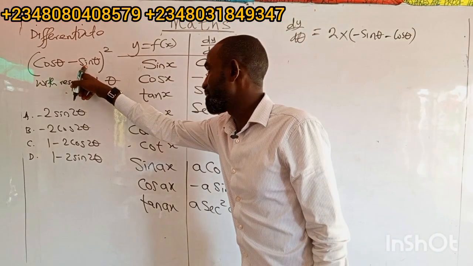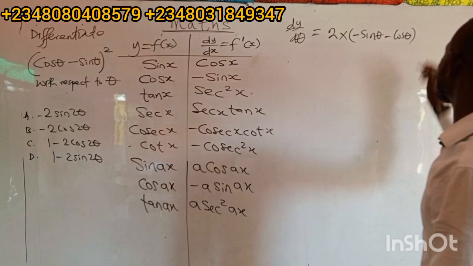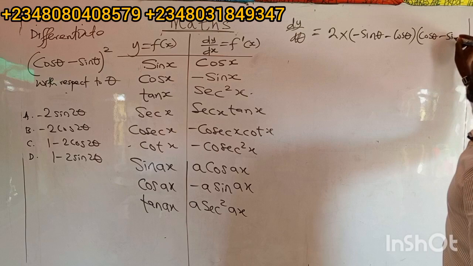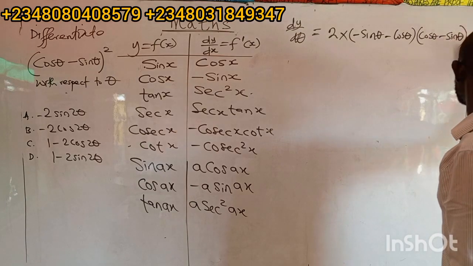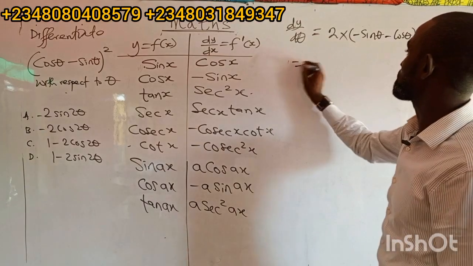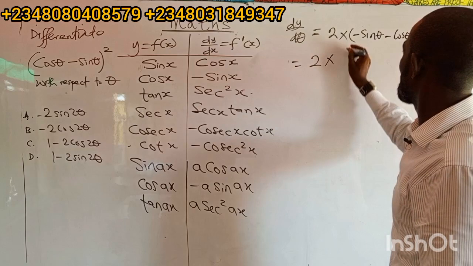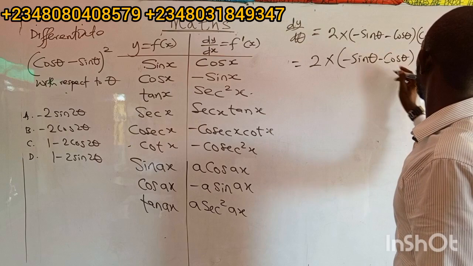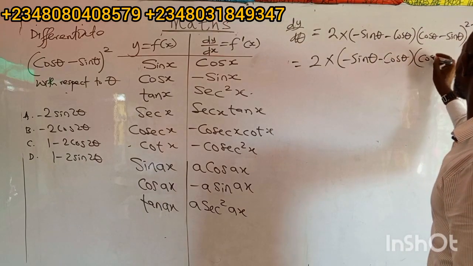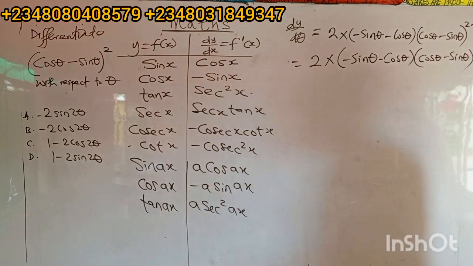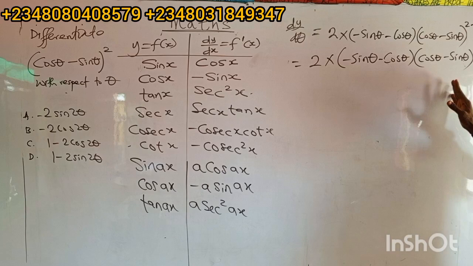I will now write this thing back, and subtract 1 from the power. So I'm writing cos theta minus sin theta back. And now I have 2 minus 1 here. This will now be equal to 2 times minus sin theta minus cos theta, another bracket, cos theta minus sin theta. Is it okay here? Can we continue here? Alright, so let's go, class.